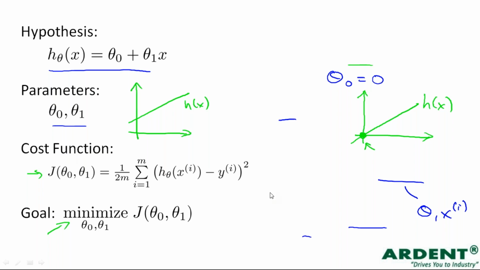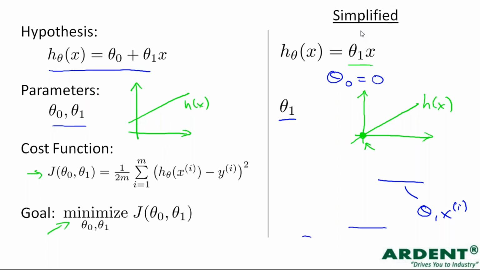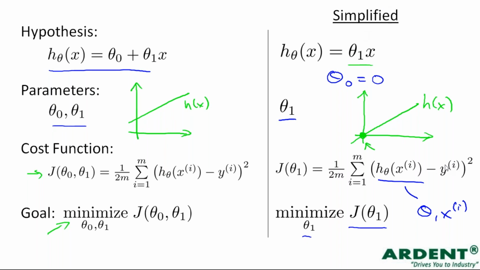Okay, so our goal is to minimize this J(θ0, θ1). Now, to simplify, I am considering only θ1. Only θ1, no θ0. So hθ(x) equals θ1 times x. Then J(θ1) equals 1 upon 2m, summation from i equal to 1 to m, (hθ(x(i)) minus y(i)) whole square. So we have to minimize this J(θ1). First we minimize J(θ1), then we will minimize J(θ0).